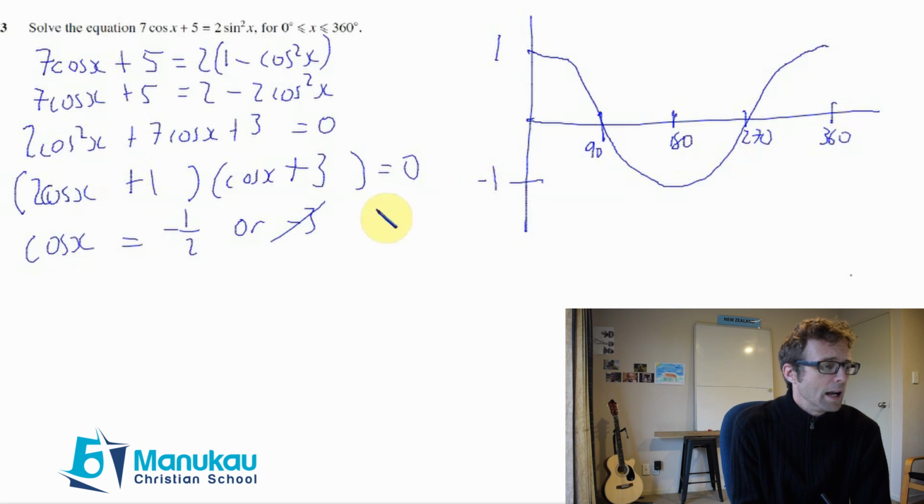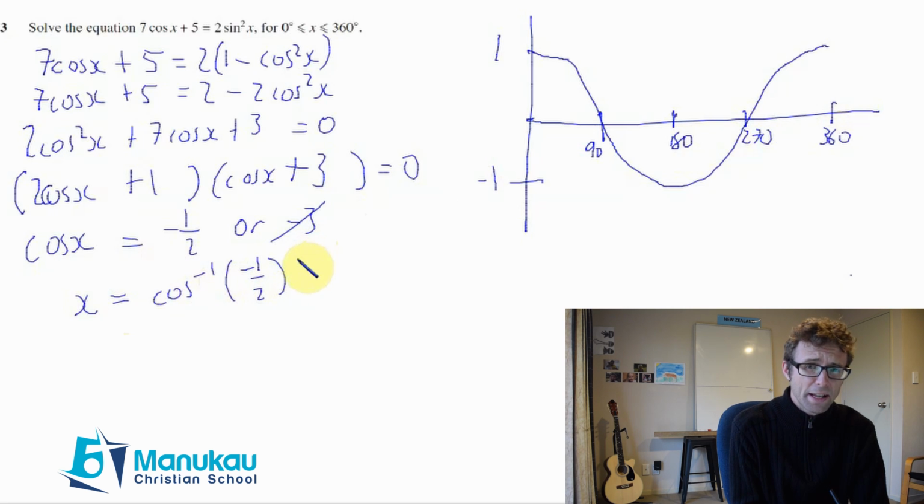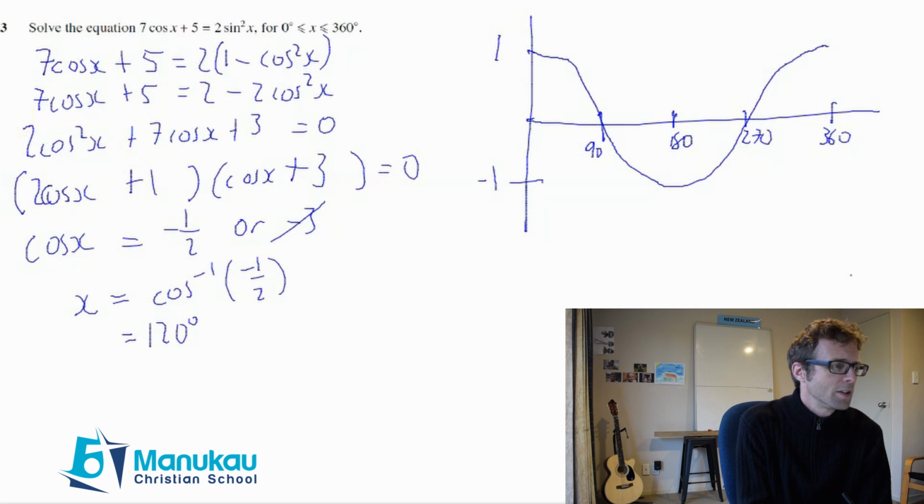Now, cosine x equals minus 1/2. To find out what x is, we're going to go x is equal to the inverse cosine of minus 1/2. And when we plug that into our calculator, we're going to get x is equal to 120 degrees. Now, on our graph here, let's just see where that is. 120 degrees is somewhere over here, right? Roughly. And you can see in the range that we've been given, which is between 0 and 360, we're going to have one more of those, namely this point here.